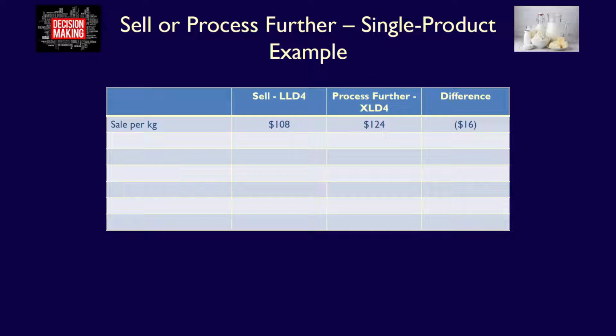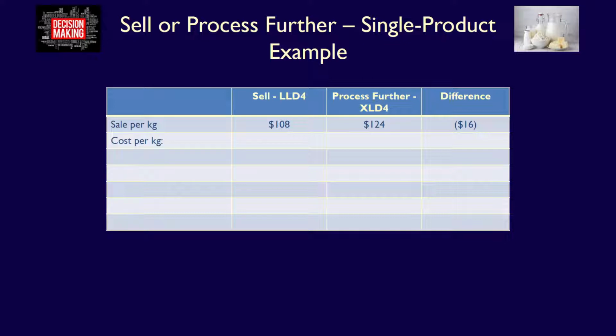We'll start with the sale per kilogram. For column 2, sell LLD4, it's $108. For process further, XLD4, it's $124. 108 minus 124 is equal to negative 16. We'll place that in column 4, the difference.